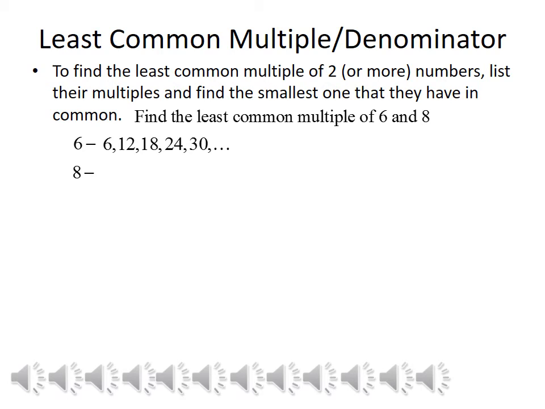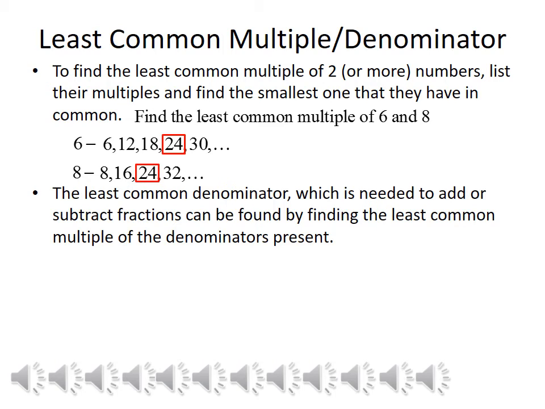Next, we'll list out the multiples of 6. Now remember, multiples are just what you would get if you multiply 6 by numbers 1, 2, 3, 4. So the multiples of 6 are 6, 12, 18, 24, and 30. And then we'll list out the multiples of 8. Those are 8, 16, 24, 32. So the least common multiple will be the smallest number that they have in common, and if we look at our list, that number will be 24. So 24 is the least common multiple of 6 and 8.